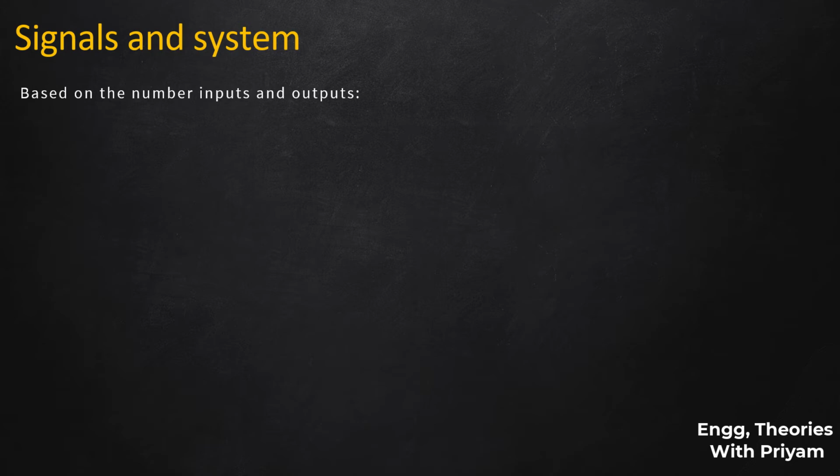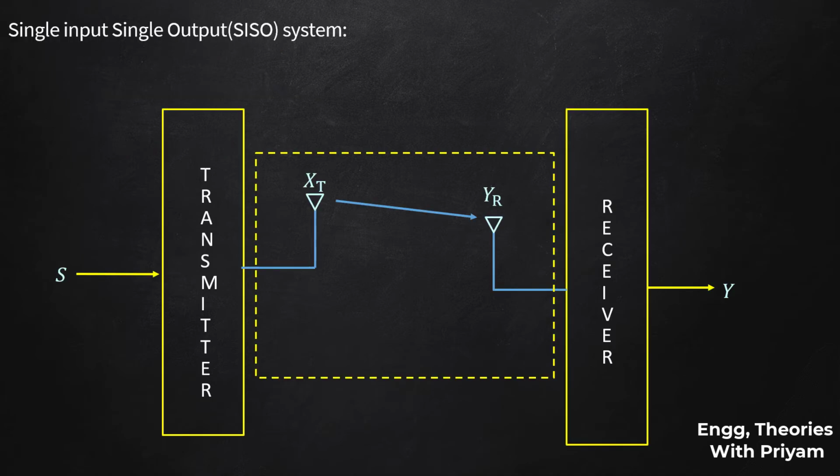Based on the number of inputs and outputs, the system can be classified as single input, single output system or SISO system. This is the block diagram of SISO system of communication. In SISO type of antenna system, there is only one transmitting antenna at the transmitter and one receiving antenna at the receiver end. This makes the SISO the simplest to implement and the easiest to design amongst all the four types of systems available. Here, the transmitting antenna is xt, the receiving antenna is yr, and the input signal is s. Output from the receiving antenna is y.